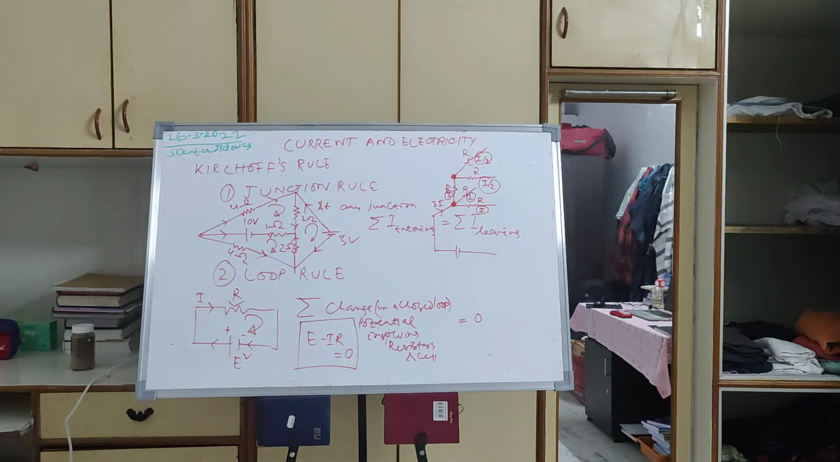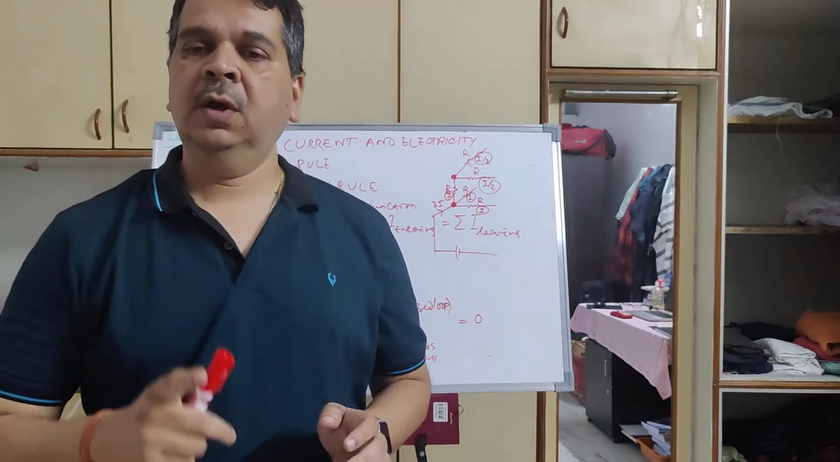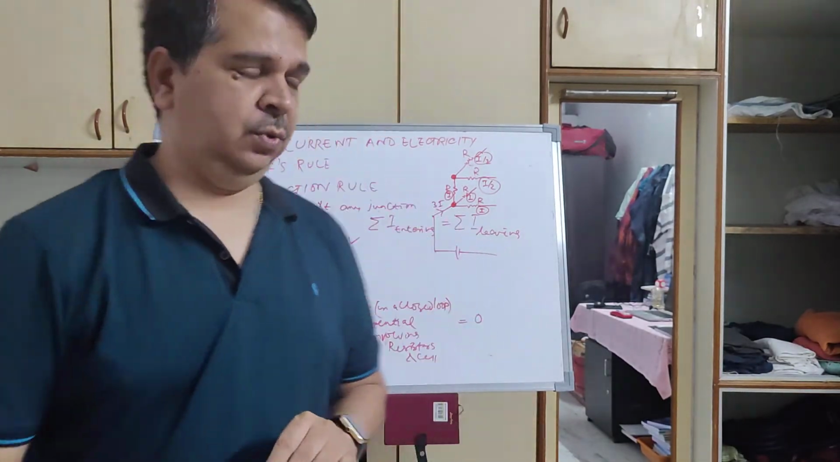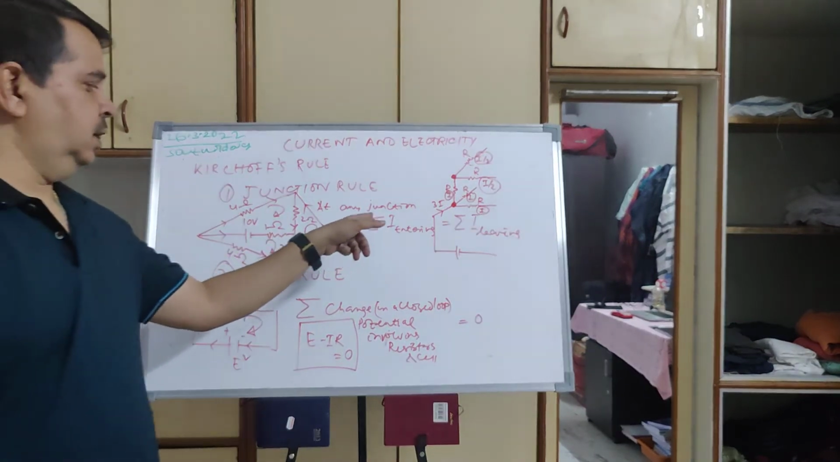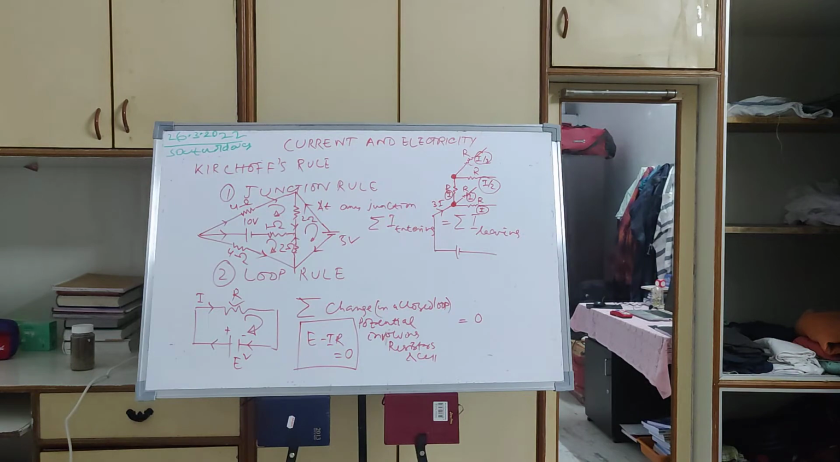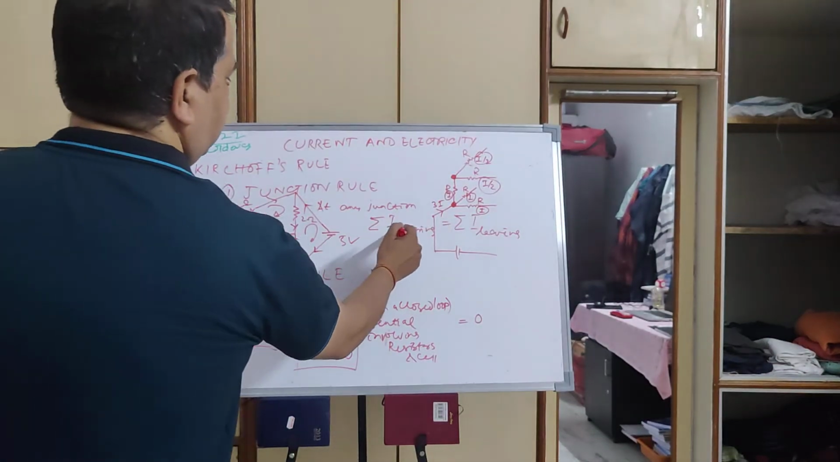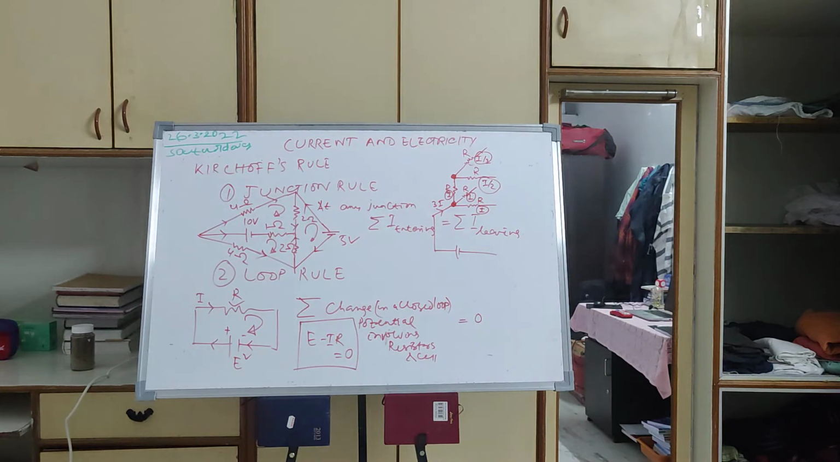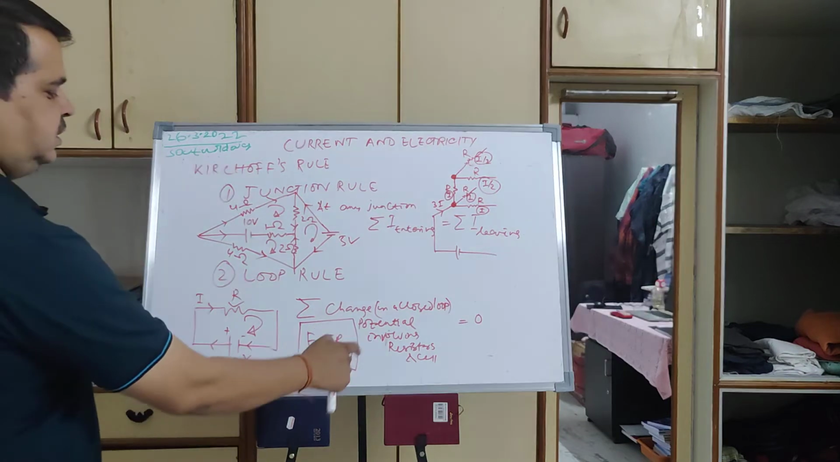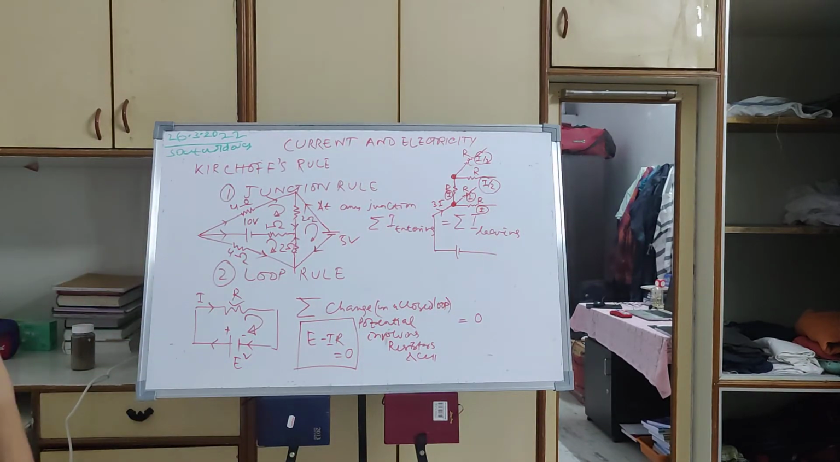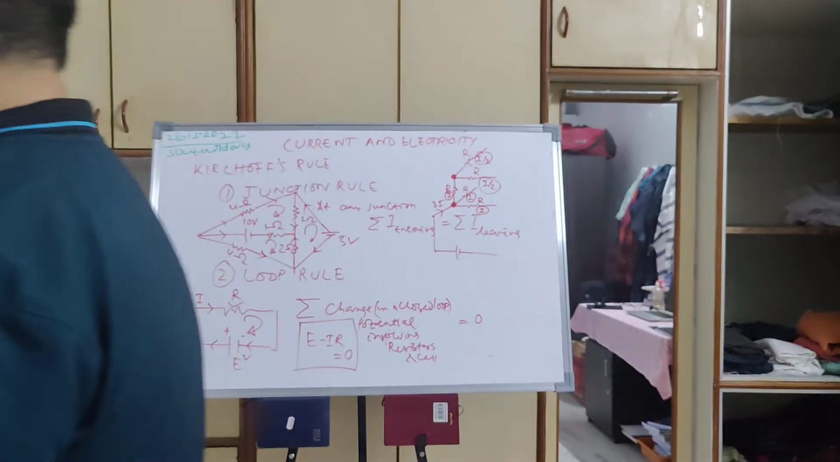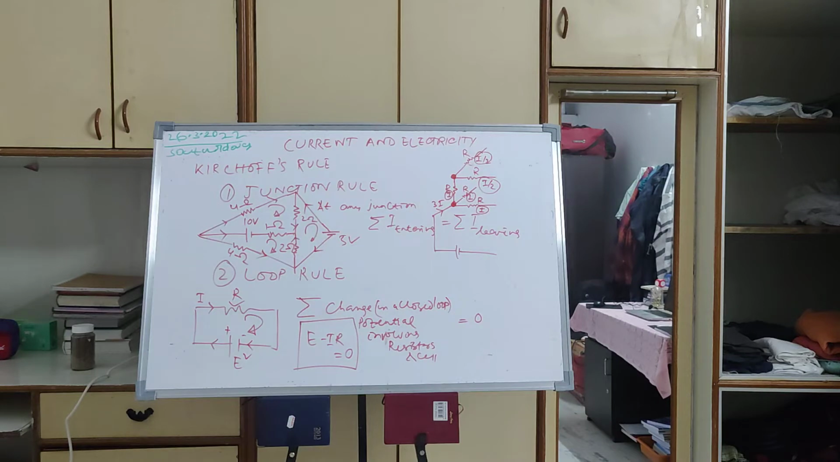So basically you are using 2 laws of Kirchhoff. One is the junction rule, another is the loop rule. The junction rule says the current entering is equal to the current leaving. At any junction, sum of I entering is equal to sum of I leaving. And the loop rule says the change in potential involving resistance and cell in a closed loop is equal to 0. So these are the 2 basic laws. These will govern any circuit, whether simple or complicated. So these are the 2 major laws of Kirchhoff.